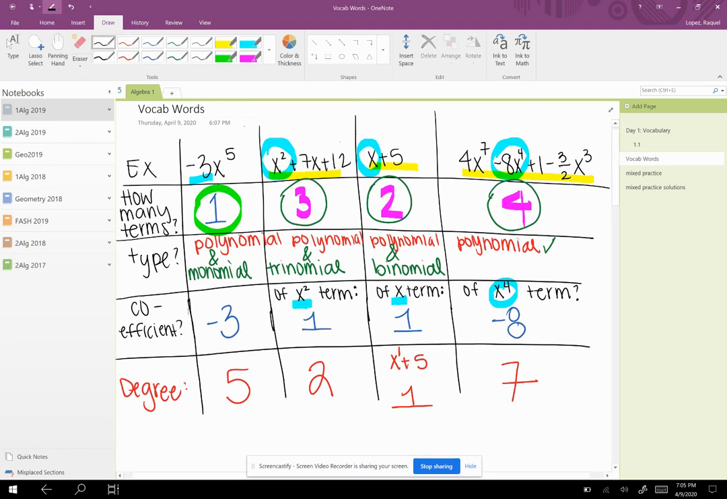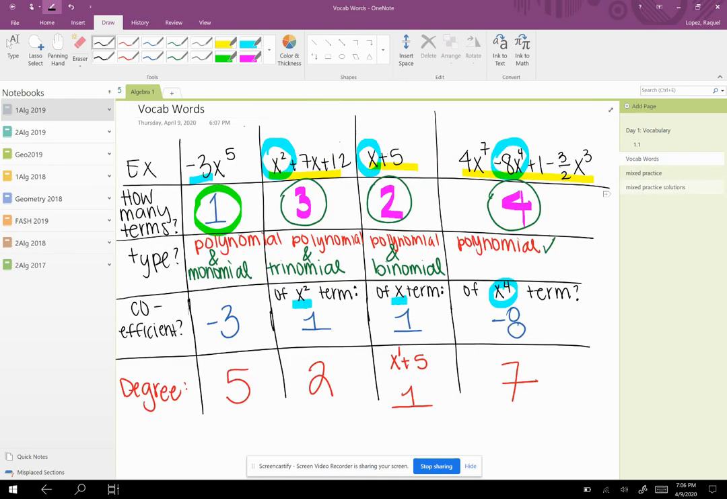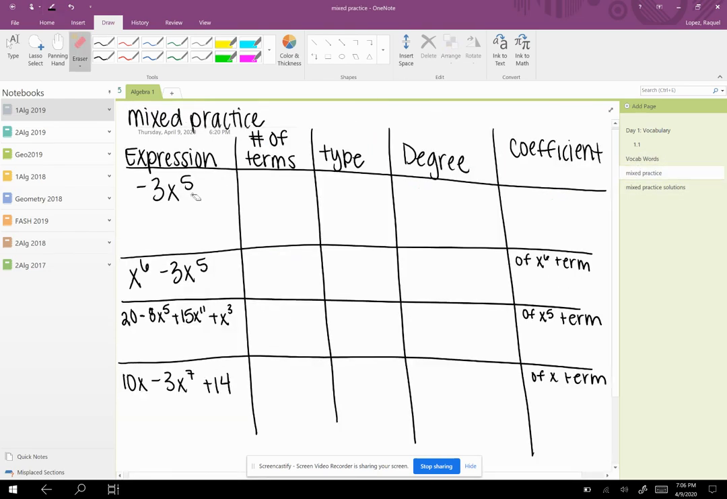Okay. All right, so now we're going to go ahead and do some mixed practice. Go ahead and hit pause on this video, copy down this table, and I think that first one is actually copied down. Yep, so let's change this up. Let's say that this one is going to be negative 3x, let's say, to the 11th. Okay. Copy down this table, and when you come back, we'll go over the answers.